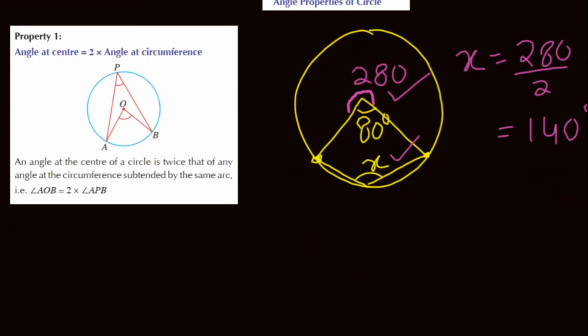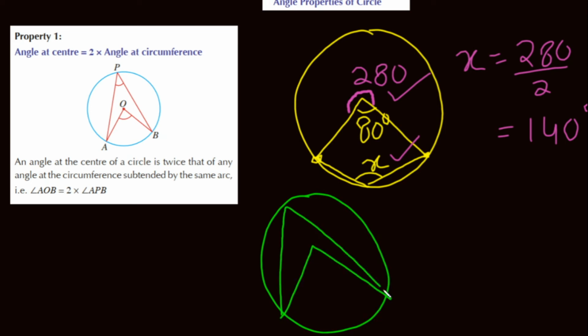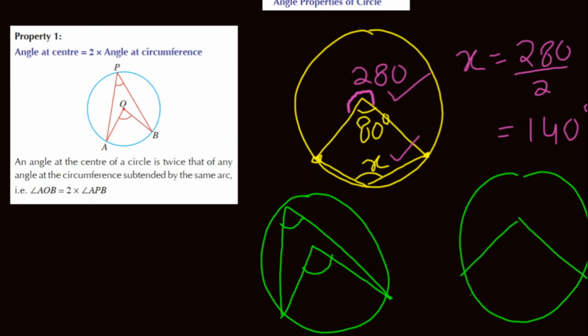So we need to keep in mind that if we have a question like this, a circle like this, then this angle would be the double of this angle, right? And if we have a question like this, then this angle would be the double of this angle. So if the angle is pointing downwards, the other angle is also pointing downwards. Here if the angle is upwards, the other angle is also upwards.